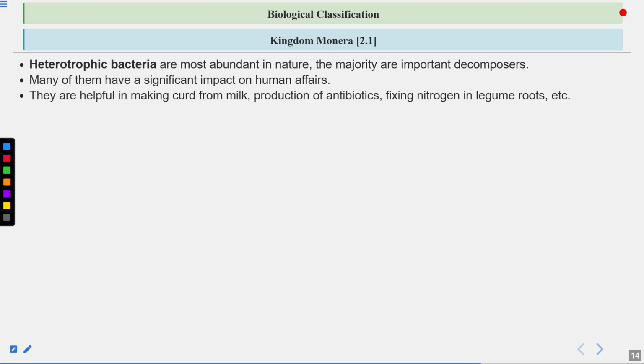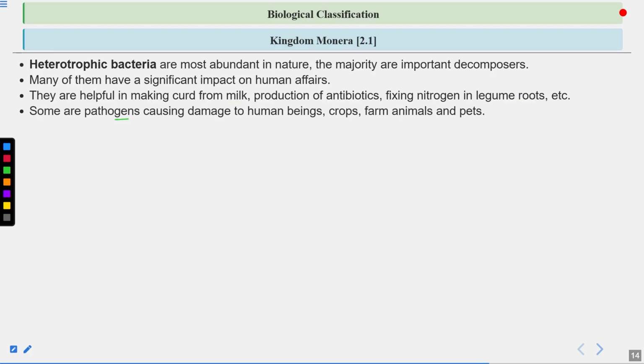Now, most of them have a significant impact on human affairs. Let's understand this. Some are helpful in making curd from milk. Lactobacillus, which is a lactic acid bacterium, can convert milk into curd. Then they produce a lot of antibiotics also, like streptomycin. Then they are also involved in fixing nitrogen in leguminous plants, where they form nodules. So these are some of the benefits of these bacteria. They can be used for human welfare as well, because they are producing antibiotics.